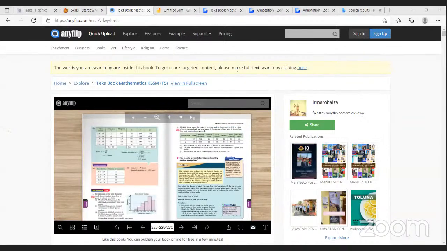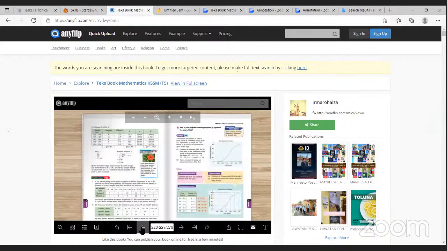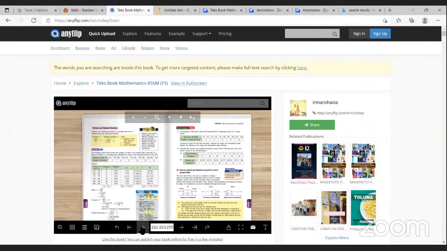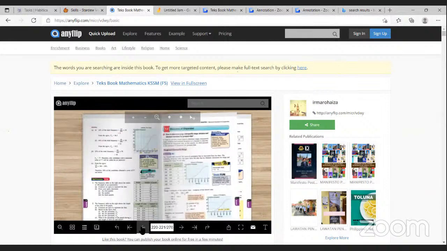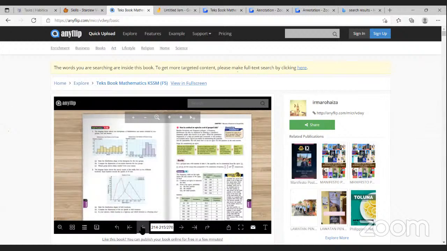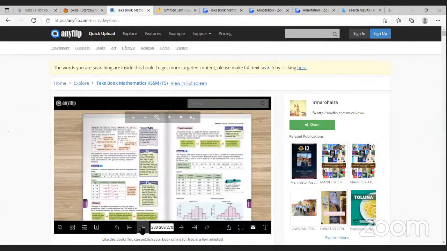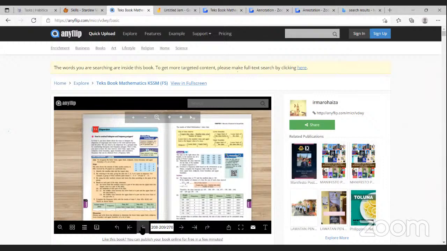Actually, the KSSM Form 4 books cover these chapters that I already covered when I was in Form 2. Why am I learning sets at Form 4?